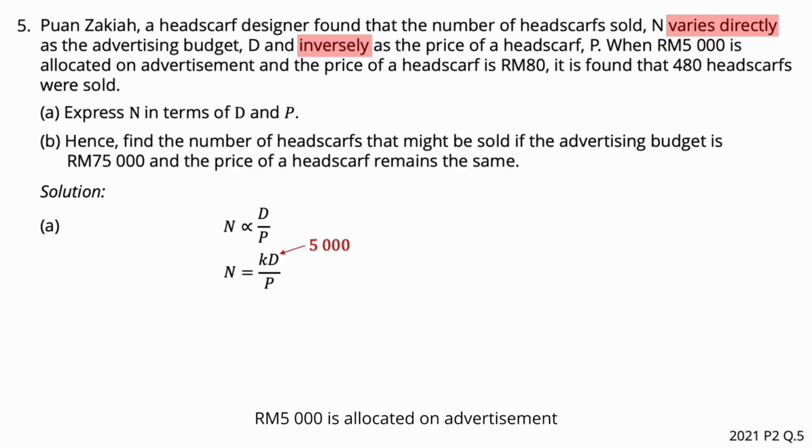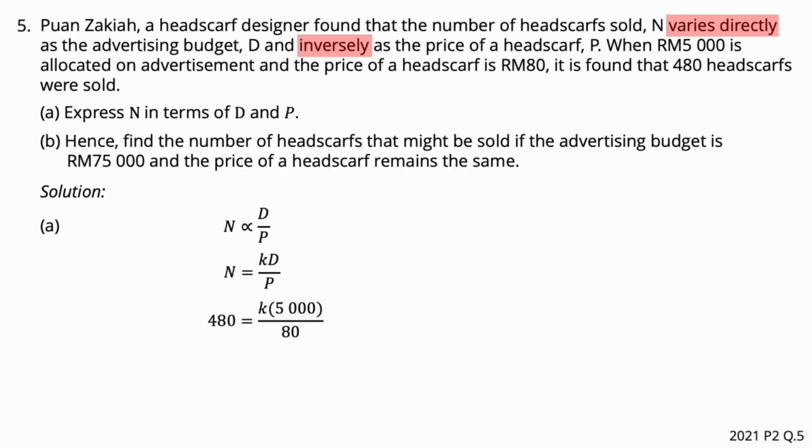5,000 ringgit Malaysia is allocated on advertisement, and the price of a headscarf is 80 ringgit Malaysia. 480 headscarves were sold. Substitute the figures into the equation. 480 equals K times 5,000 divided by 80. The calculated result is K equals 7.68. Express N in terms of D and P. N equals 7.68 times D divided by P.